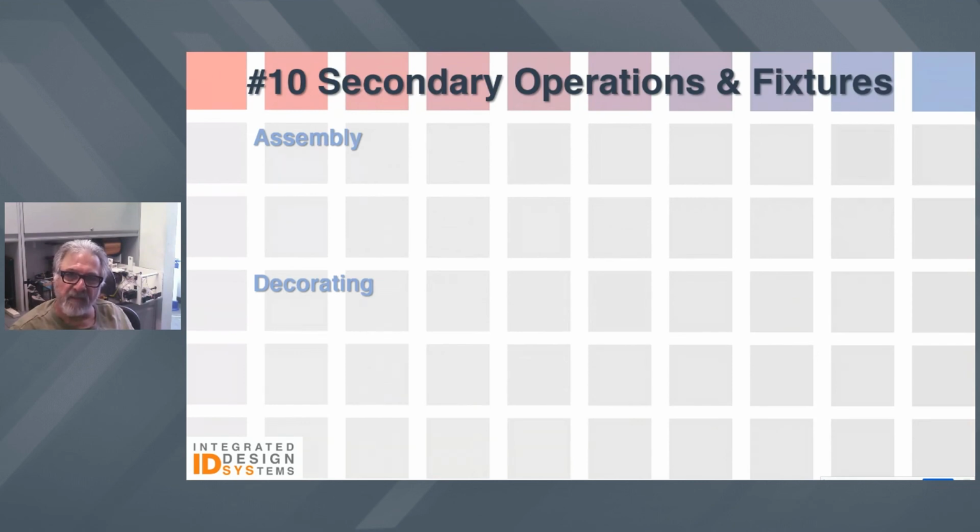And the last of the top 10 considerations that should never be overlooked are the secondary operations and fixtures. And these I've sort of segregated into two categories: assembly and decorating. In the area of assembly, there's bonding, which is in itself an extremely complicated topic, because you've got so many parameters associated with bonding, which we don't have the time to get into. But the choice of adhesives, their viscosity, their chemical resistance, how they're applied, their curing times, all these things are critical in determining how a product should be assembled.